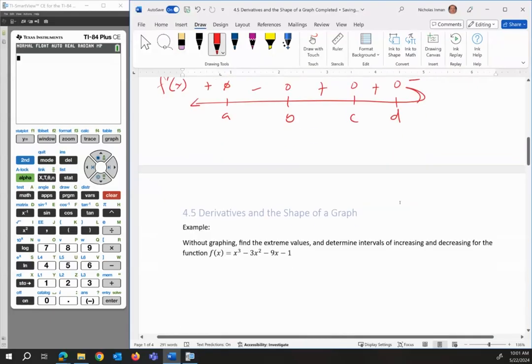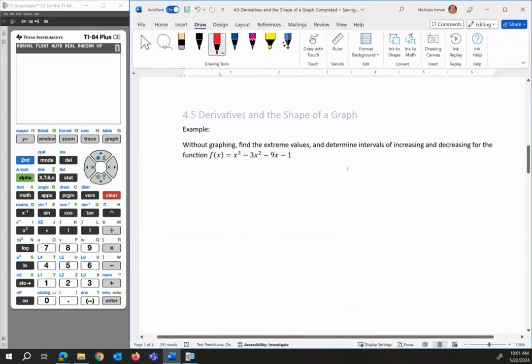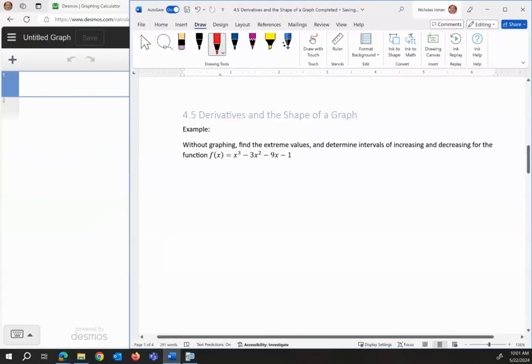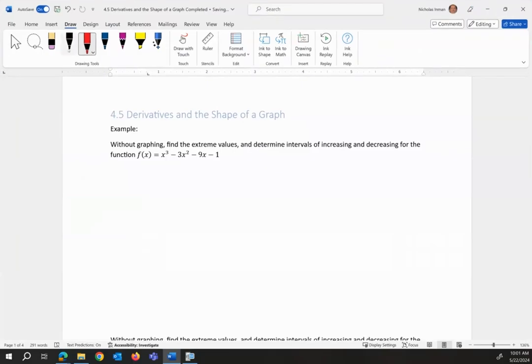So what we want to be able to do is, in thought, be able to do these things without having to rely on a graph. The graph can be backup for us, not the way we look at this. So if we just have an equation, we should be able to find extreme values. We should be able to determine intervals of increasing and decreasing. We should be able to do this.